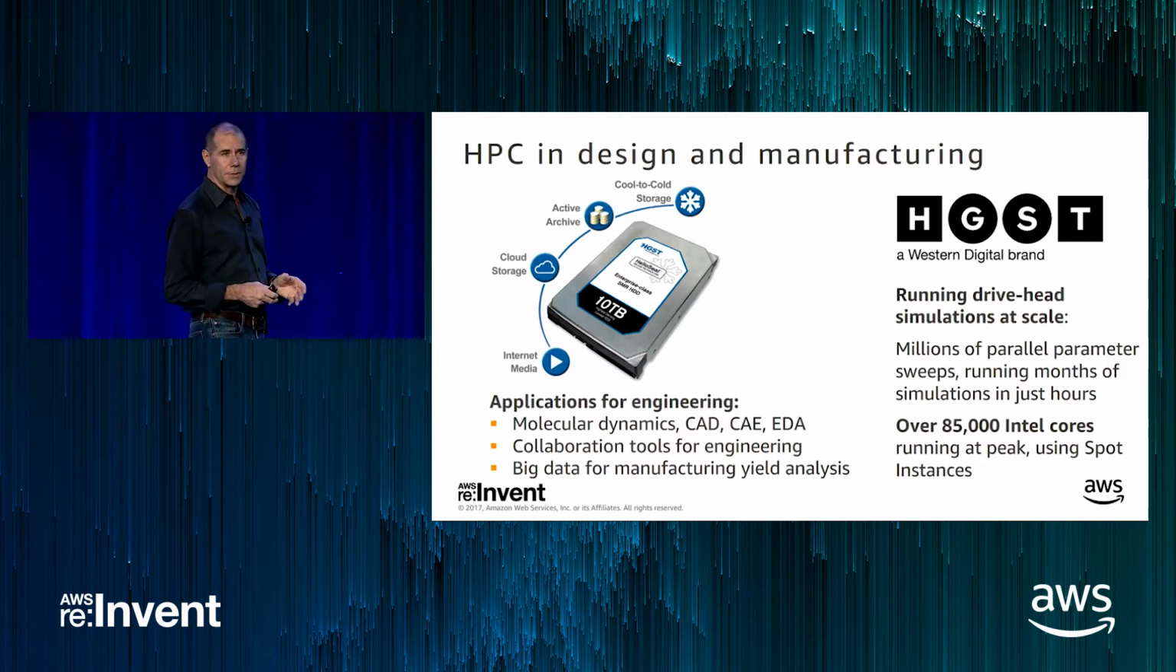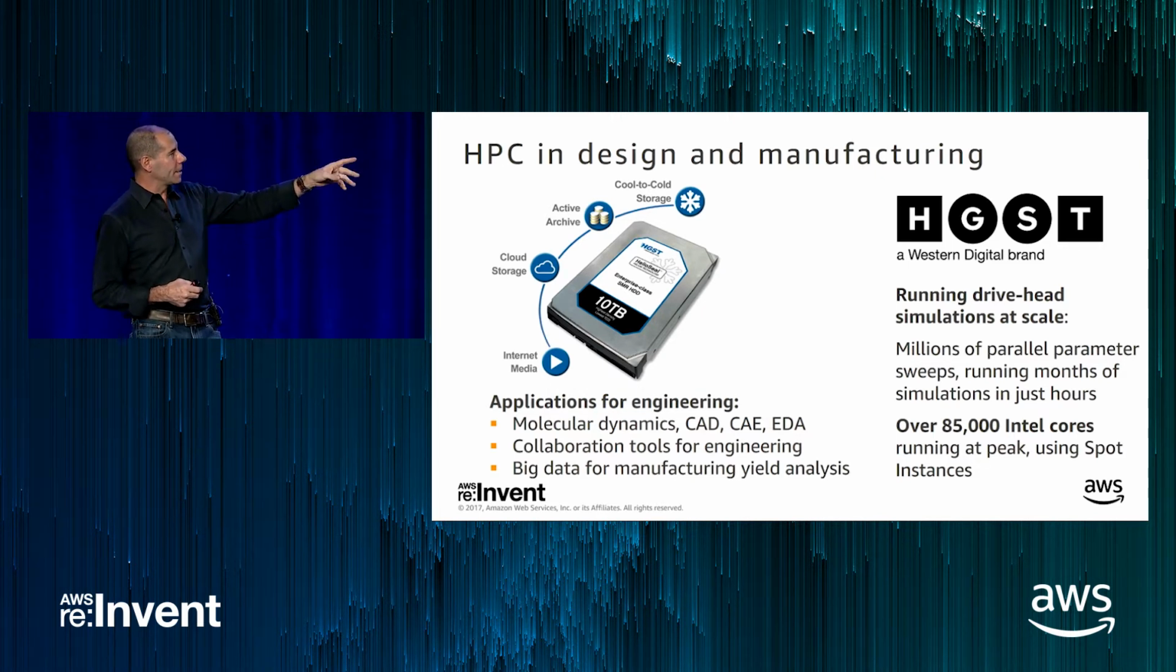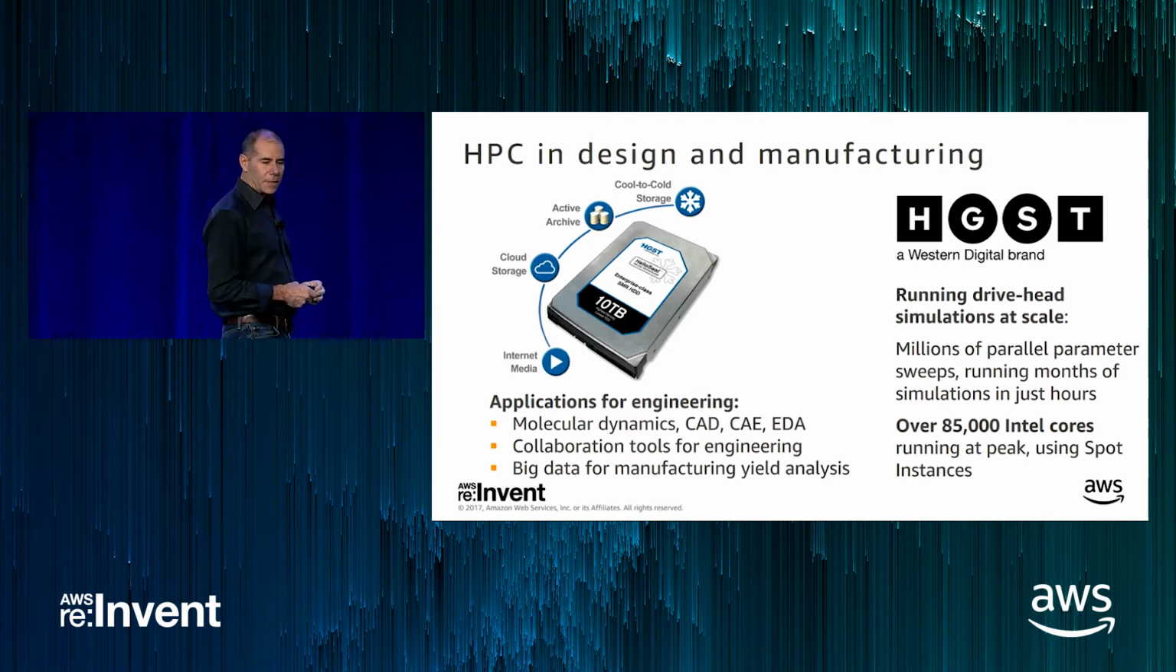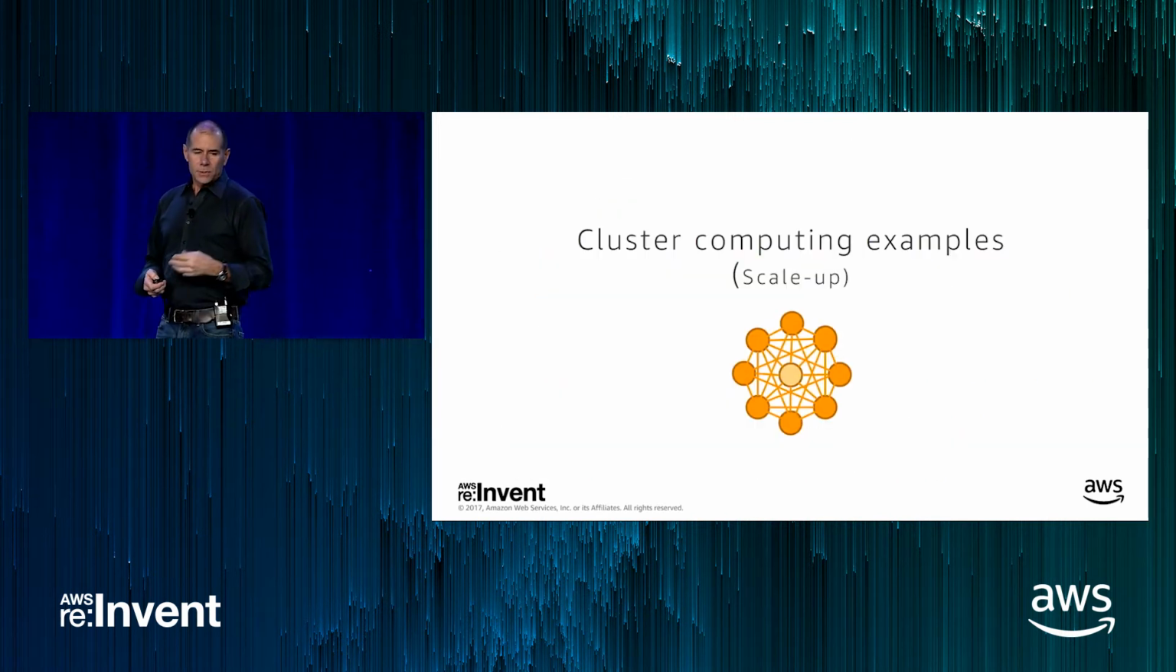They have lots of simulations to do. One of their simulations in the magnetics side for doing drive head characterization, similar to Brookhaven, they spun up 85,000 cores at peak, over 80,000 cores to run this one set of simulations. And that's a pattern that they can repeat on a regular basis. And they're moving a lot more high-performance compute workloads in over time. So I use these examples just to illustrate the benefit of scalability for a wide variety of industries, both commercial sector and public sector.